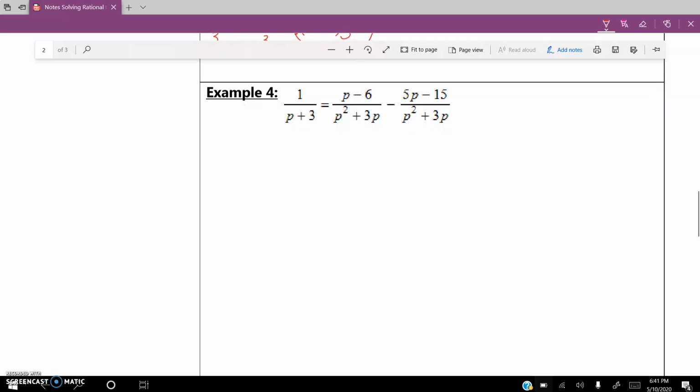Let's look at example number 4. This one looks like we're going to have to do potentially a lot of factoring. First one, we have p plus 3. Not factorable. P minus 6, all set. P squared plus 3p. Well, I can pull a p out of both of those. Over here on the top, I can pull out a 5. And then again, over here on the bottom, I have p that I can pull out.